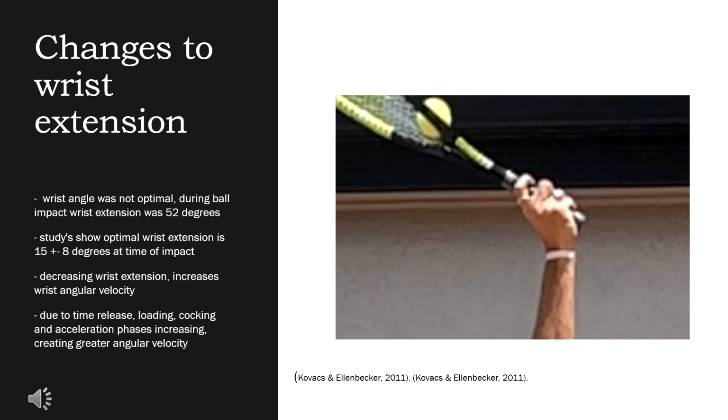This is changes to wrist extension. The participant's wrist angle was also not optimal, as during the ball impact phase, he had a wrist extension angle of 52 degrees. Optimal point of contact for wrist extension was 15 plus or minus 8 degrees for maximal ball velocity, as found in the study. If the participant decreased wrist extension at the ball impact phase, it would create a greater angular velocity at the point of contact. This is due to time during the release, loading, cocking, and acceleration phases increasing, creating greater angular velocity as linear motion increases.